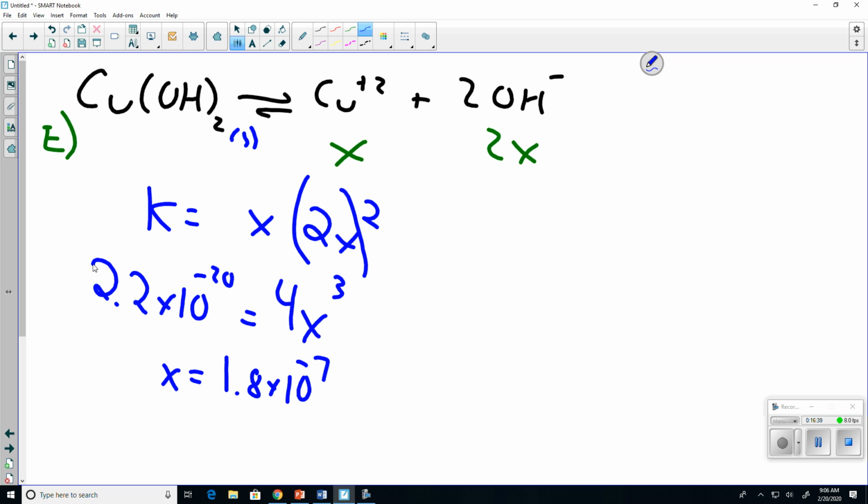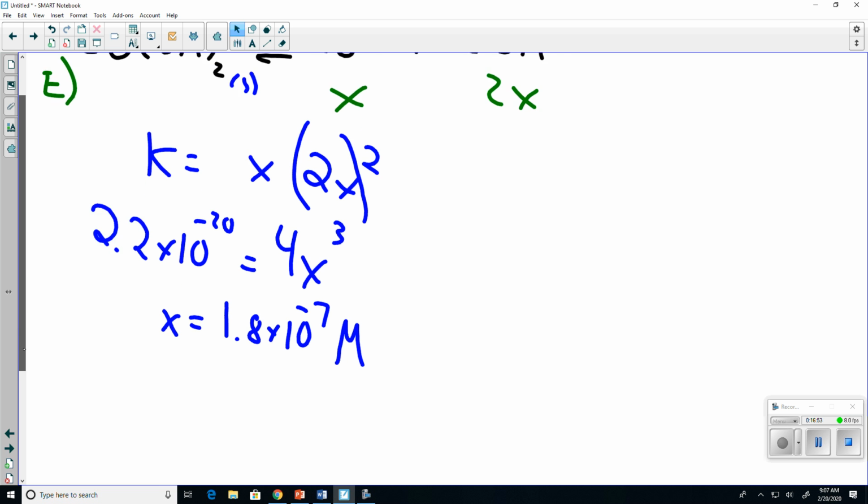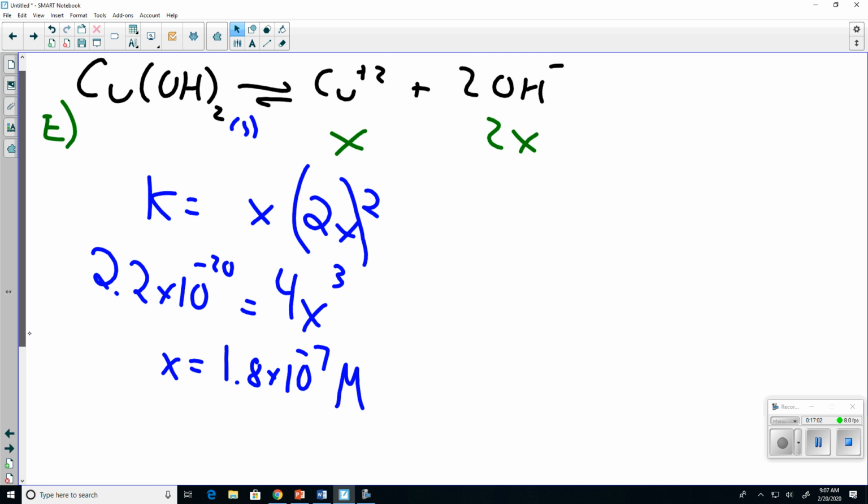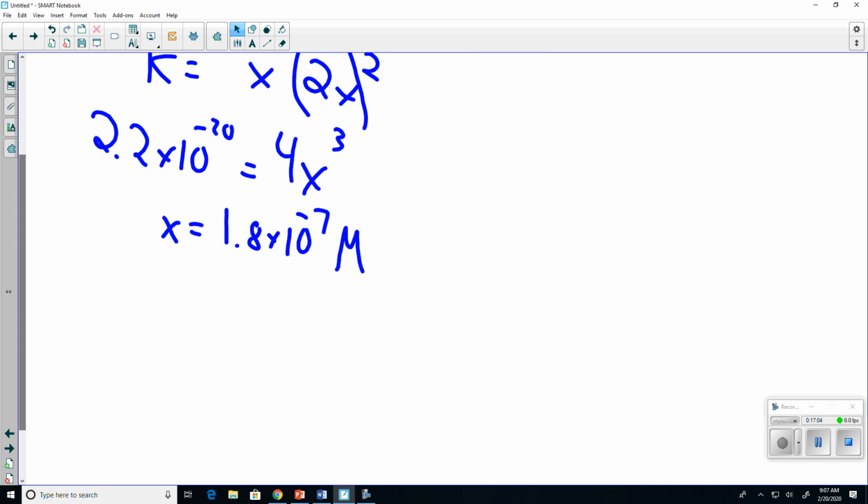This is a molarity. This is your molar solubility. Because remember, whenever you have an equilibrium ice table, unless it's a Kp for pressure, you are solving for concentration when you solve for x. So my concentration of copper ion would be this value. My concentration of hydroxide would be twice as much that value because it's a 2x. If I wanted to stop there at molar solubility, this would be my answer.